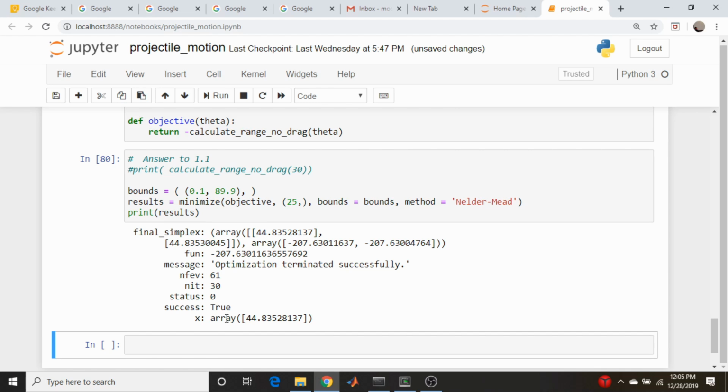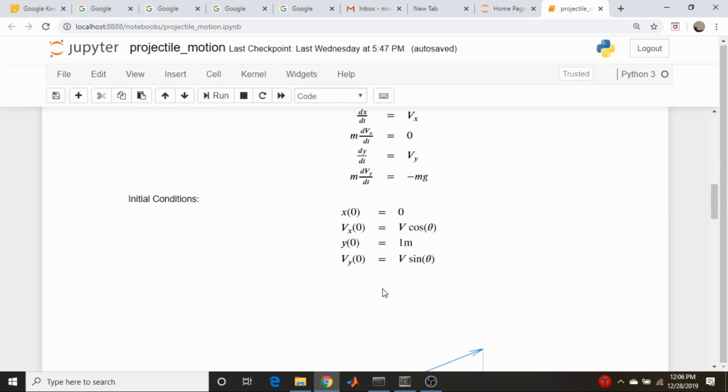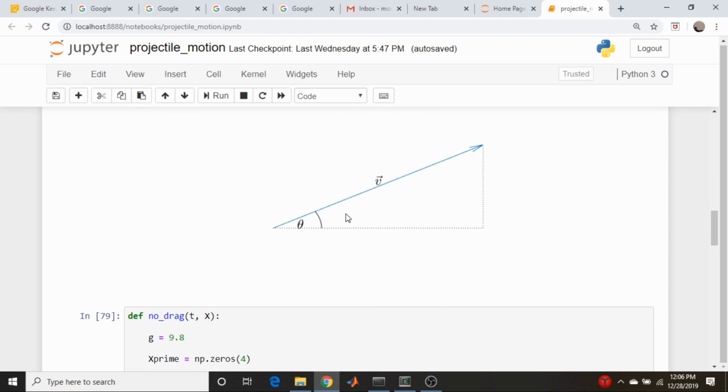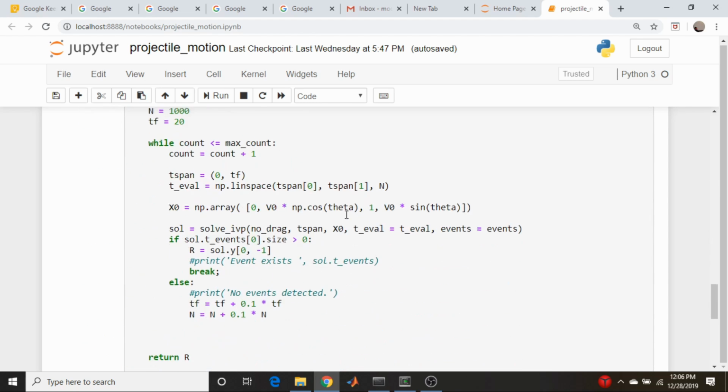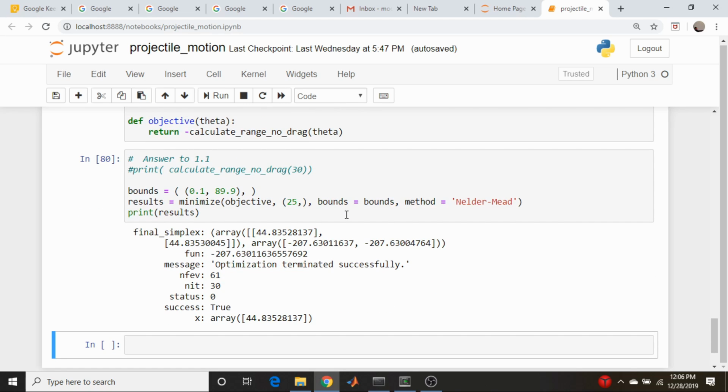So 44. Now, as I mentioned at the beginning here, for the case of no drag, we can actually solve these and solve for the range and then solve for the optimal angle exactly. So we don't have to use this numerical technique in this case. So let's actually do that. And because it's a little bit ugly, we will use the Sympy package to help us with the algebra.